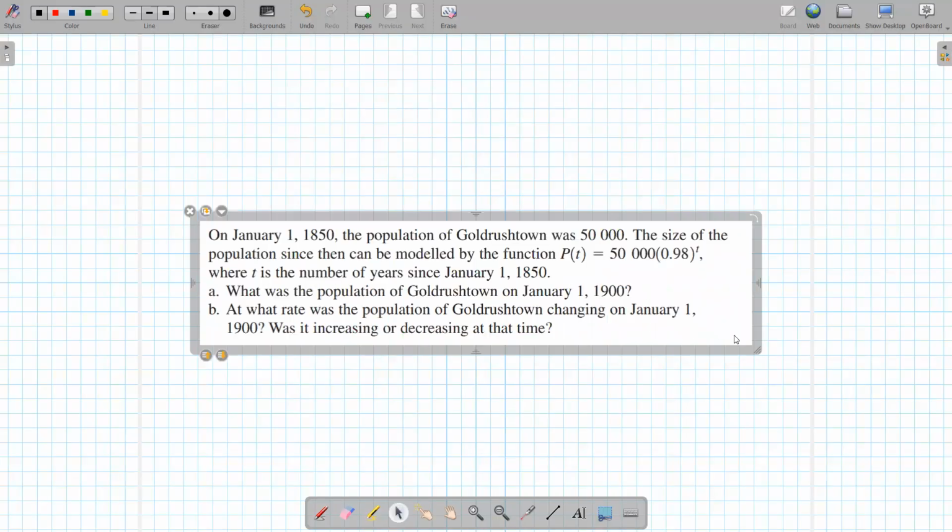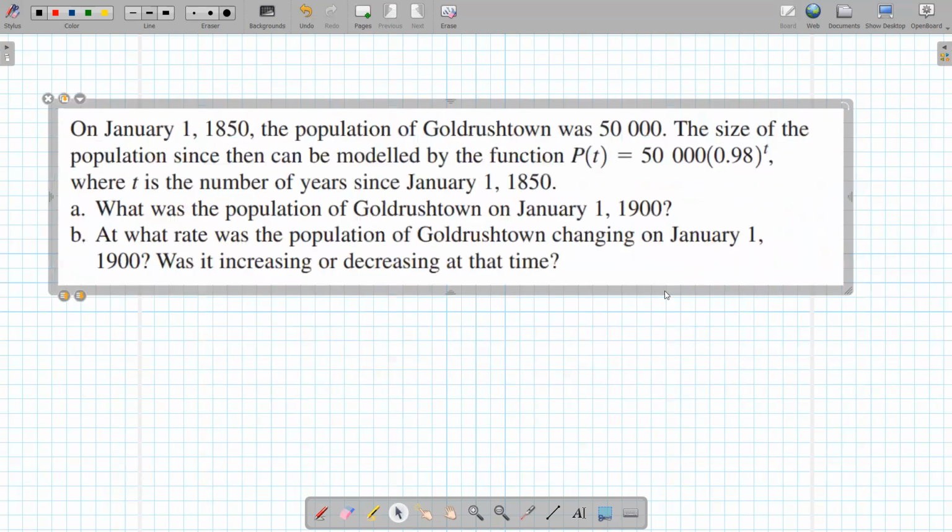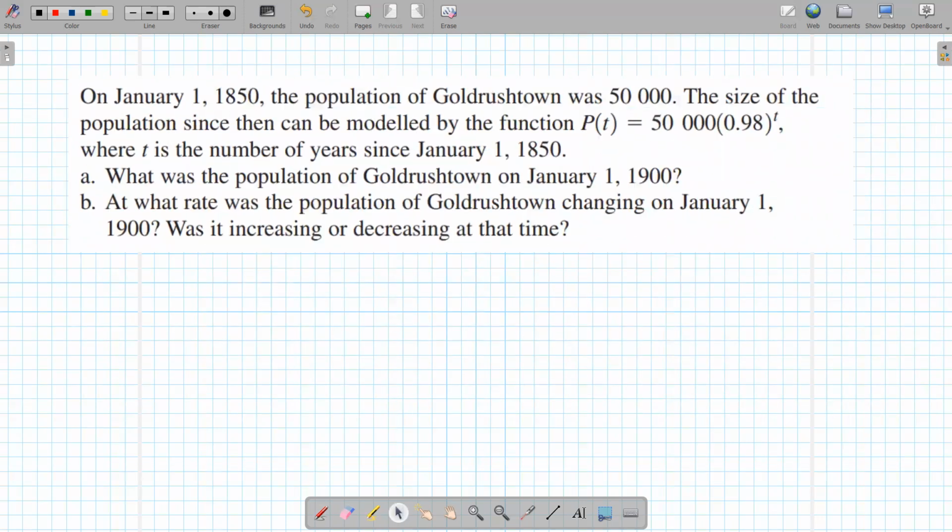Let's do a word problem where this is used. This is talking about a population. Populations are modeled using exponential functions. They've given us a function where P of t is the number of people and t is the number of years since 1850. Part A, what was the population of this town on January 1st, 1900?